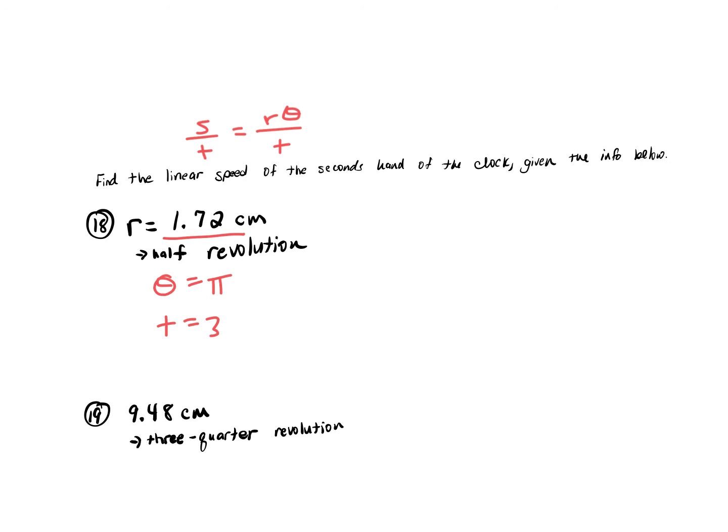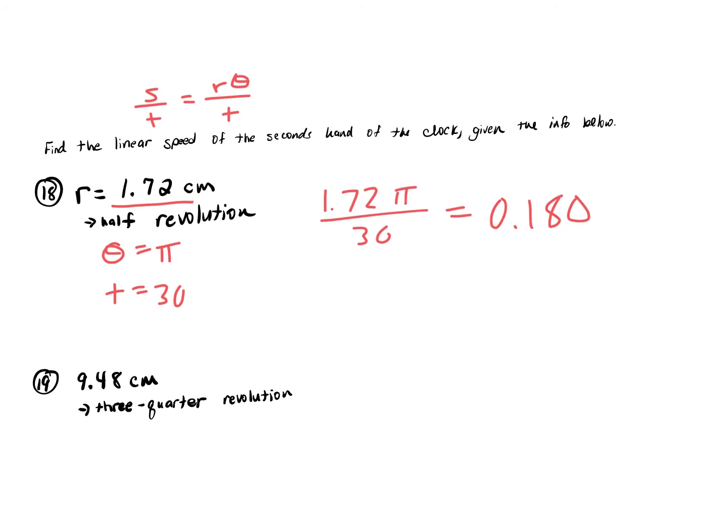So it would be r times pi over 30, which r is 1.72 times pi over 30. And then we plug this into our calculator. 0.180. And then what would our units be? Centimeters per second. Why is it centimeters? Because this is centimeters, so the top's measured in centimeters, and then seconds is on the bottom.